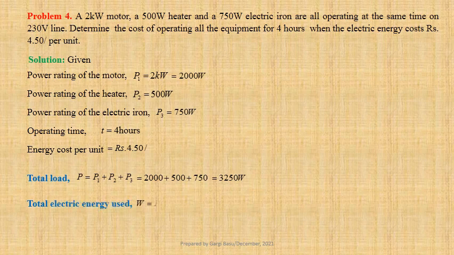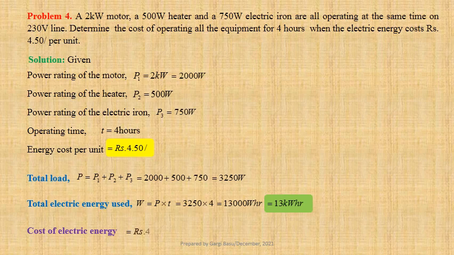Now we shall calculate total electric energy used. W = P × T. Using values we get 3250 × 4, that is equal to 13,000 watt hours or 13 kilowatt hours. Cost of electric energy = rupees 4.50 × 13, that gives us rupees 58.50.